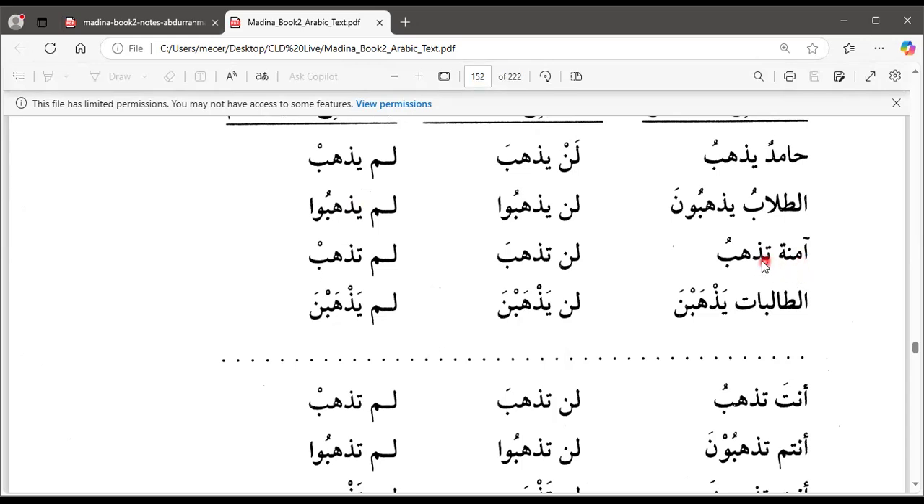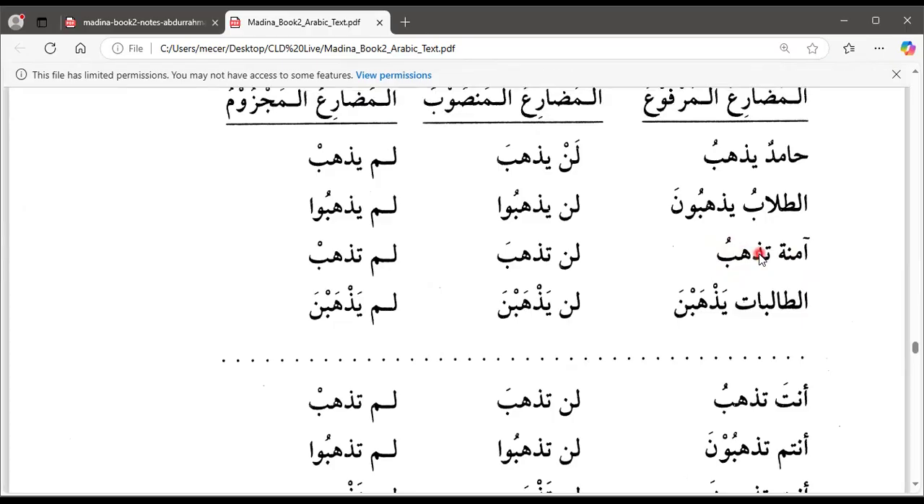Aminatu tadhab. So let's look at the khabar. Fi'l mudari' marfu'un bidhammat dhahira. This is the alamat raf' bidhamma. So the ending dhamma is the one that we are saying it is marfu'un. It is raf'. So this is the sign of marfu'. Check the dhamma here.